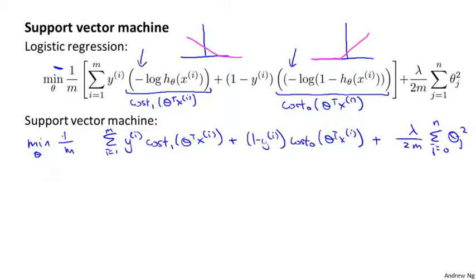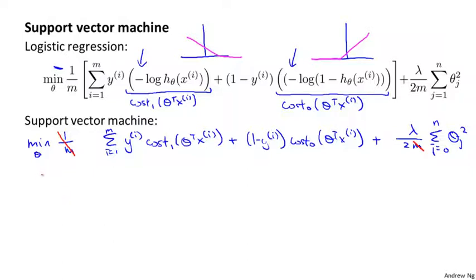What I'm going to do is get rid of these 1 over m terms, and this should give me the same optimal value for theta, right? Because 1 over m is just a constant. So whether I solve this minimization problem with 1 over m in front or not, I should end up with the same optimal value for theta.